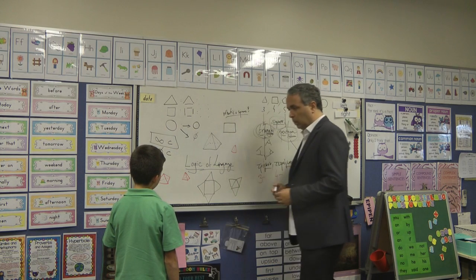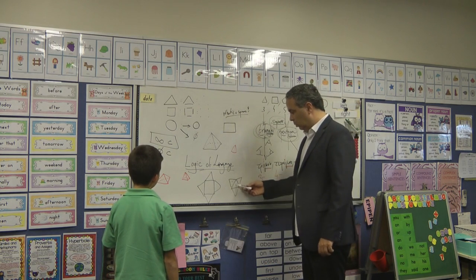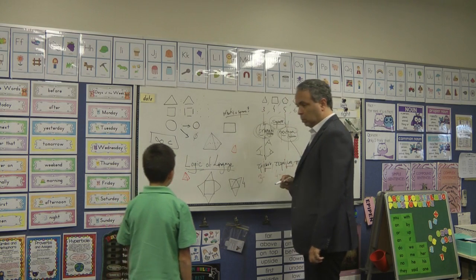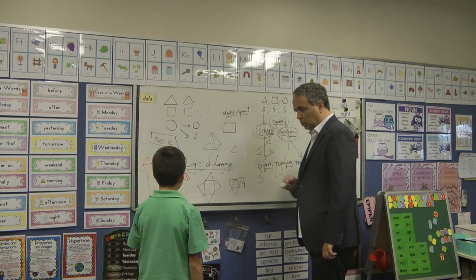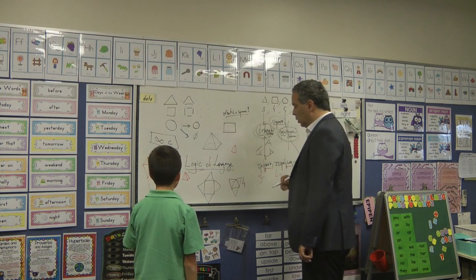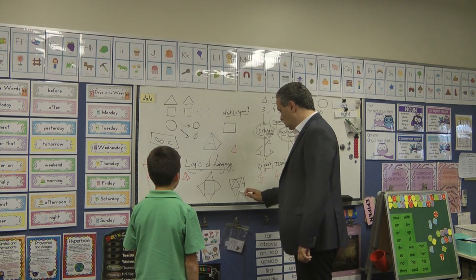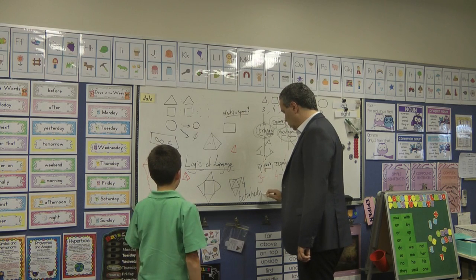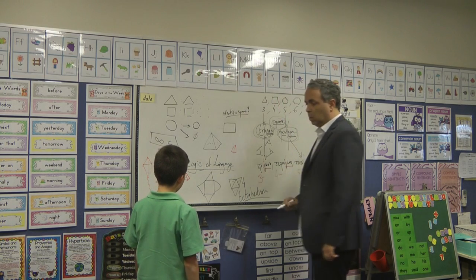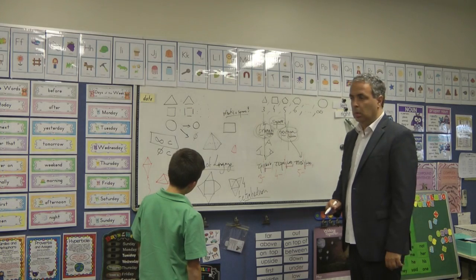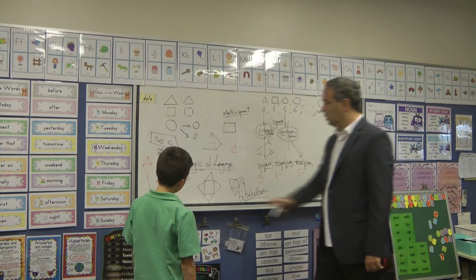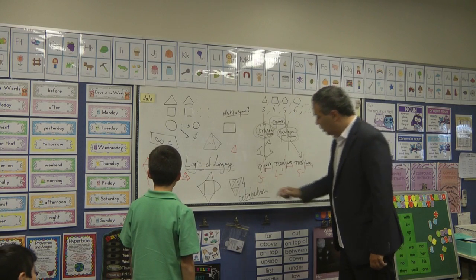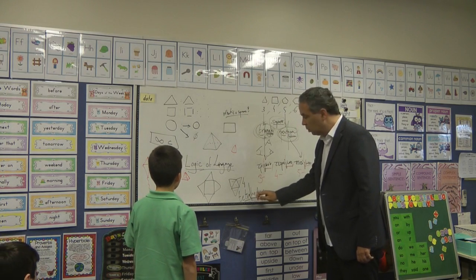So if you have 3, you have 4 surfaces, no? 4. So in fact, this is a... You know this word? What does that say? Yes, this is his name. Tetra. Because this means 4.